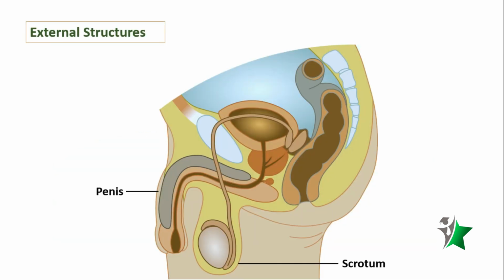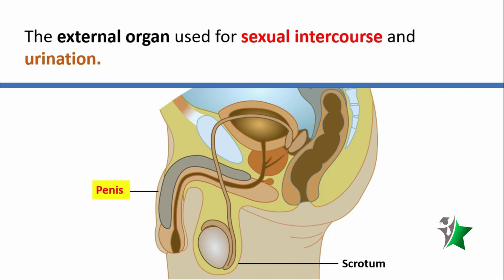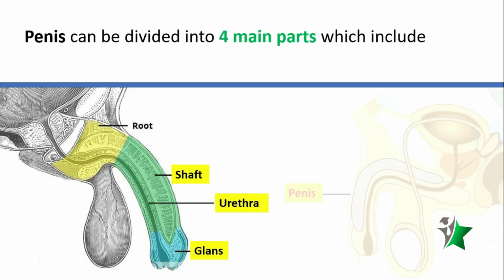External structures include the scrotum and penis. The scrotum is a pouch of skin that holds the testes and regulates their temperature, which is essential for sperm production. The penis is the external organ used for sexual intercourse and urination. The penis can be divided into four main parts, which include the root, shaft, urethra, and glans.